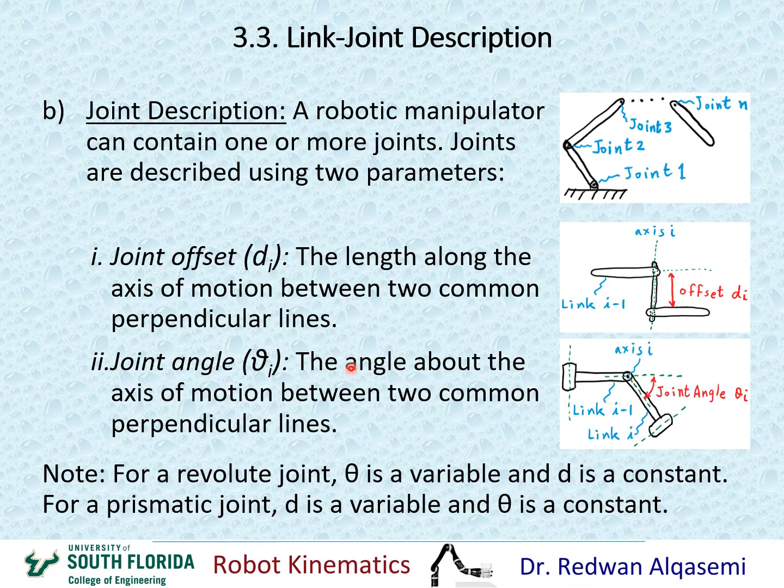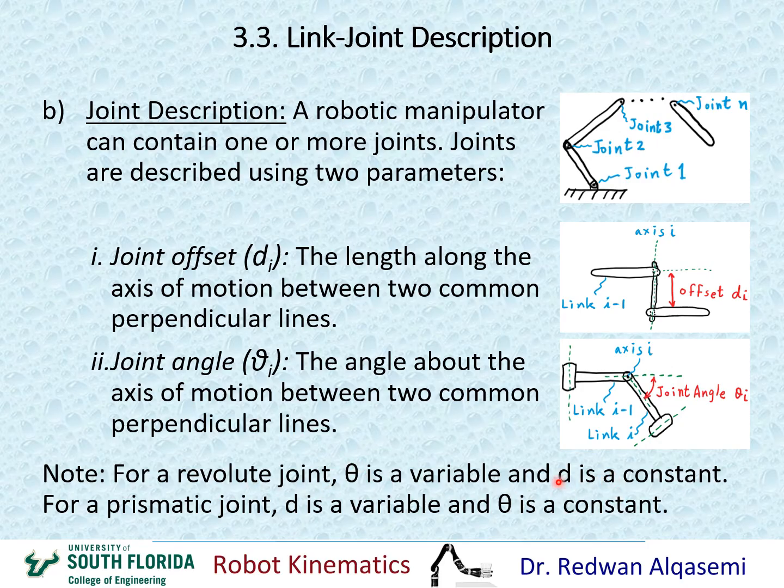Now, I put here some note that for revolute joints, theta is the variable and D is the constant. Okay, so whenever we have a revolute joint, it makes sense. The revolute joint will have a variable that's changing, which is the joint angle theta, and in that case D would be constant. And then for prismatic joints, D is actually a variable, since the prismatic joint has linear motion, and then the angle theta would be a constant. Okay, so for prismatic joints, D is variable and theta is constant, and for revolute joints, theta is variable and D is constant.